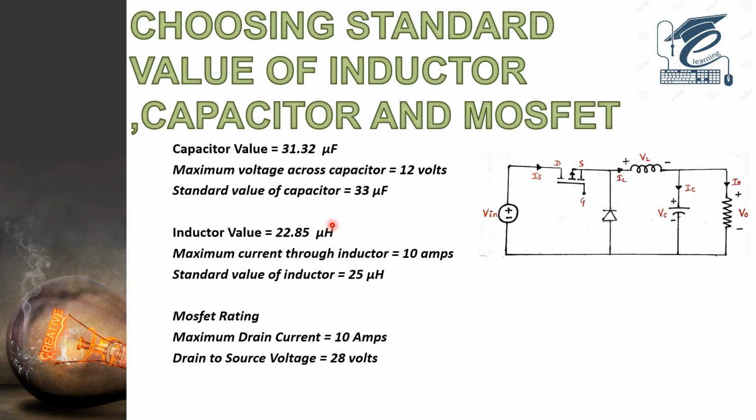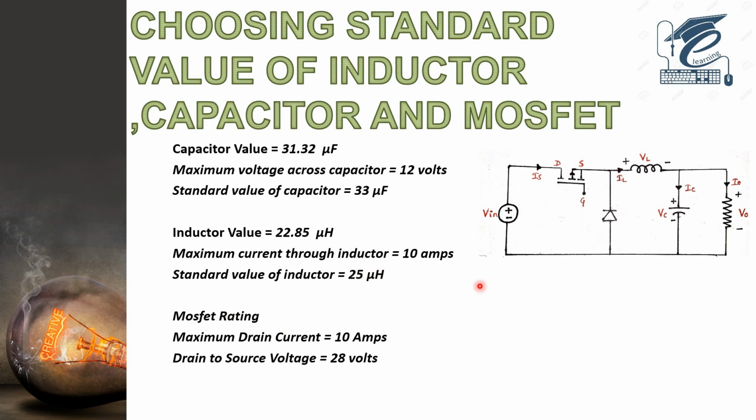Similarly for the inductor, we have calculated the value as 22.85 microhenry. When the switch is on, the current flows through the inductor, and when the switch is off, it flows through the diode, passing through the inductor and then through the load. So in all conditions, the load current is the same as the inductor current. The load current as given in the question is 10 amperes. If you put in these values and search, the standard value of the inductor comes out to be 25 microhenry.